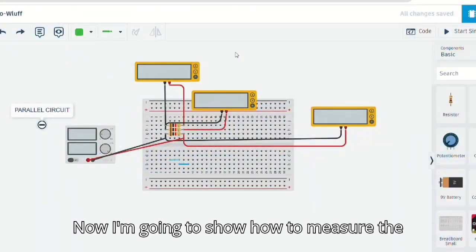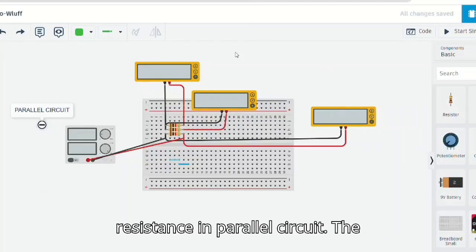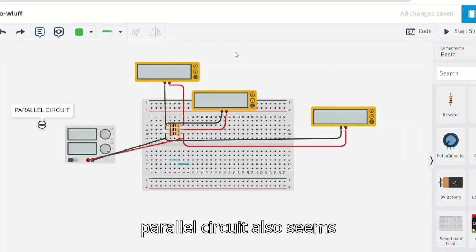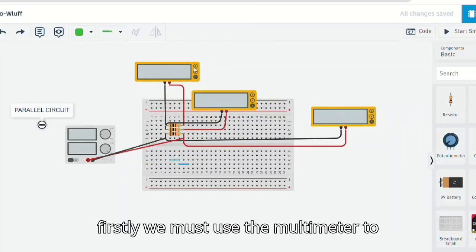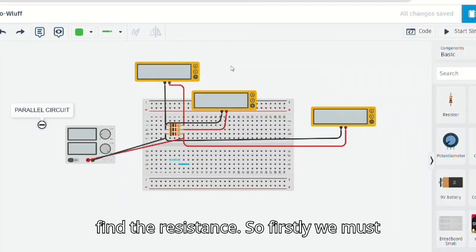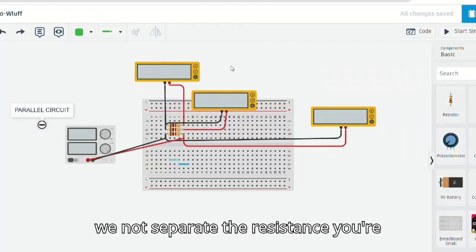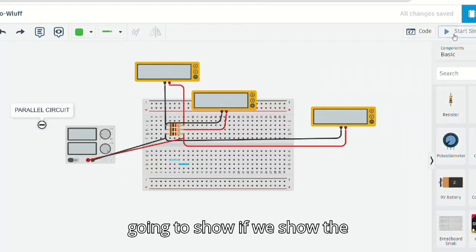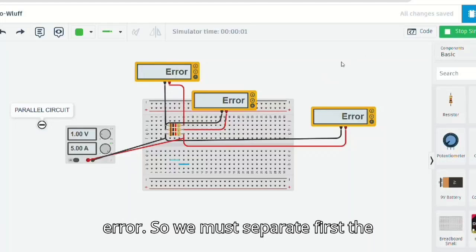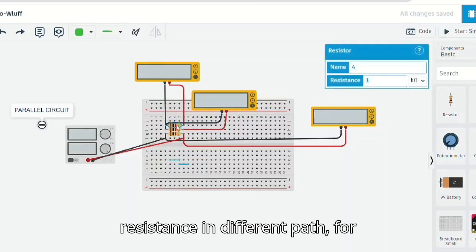Now I'm going to show how to measure the resistance in a parallel circuit. Firstly, we must use the multimeter to find the resistance. So firstly, we must separate the resistors first. If we do not separate the resistors, it will show an error. So we must separate the resistors into different parts.